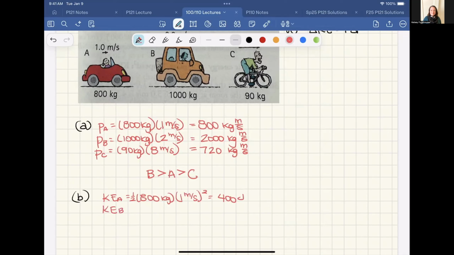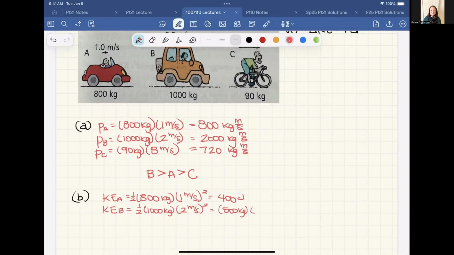Okay, let's look for B. 1/2, and this one was 1,000 kilograms. And the speed is 2 meters per second squared. So that gives us, I'm going to do the math of the first two. I'm going to say, okay, 1,000 divided by 2 is 500. We'll keep the units of kilograms there.